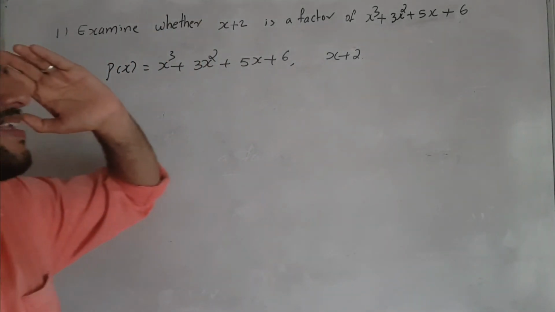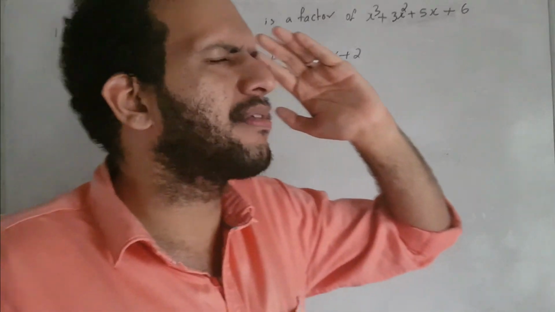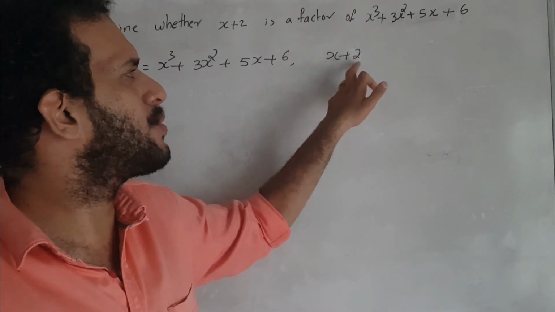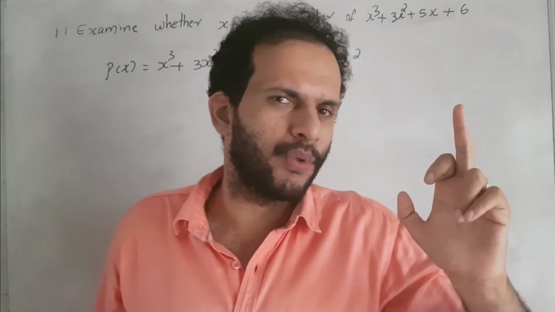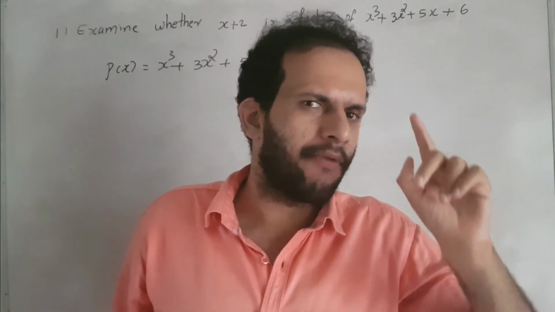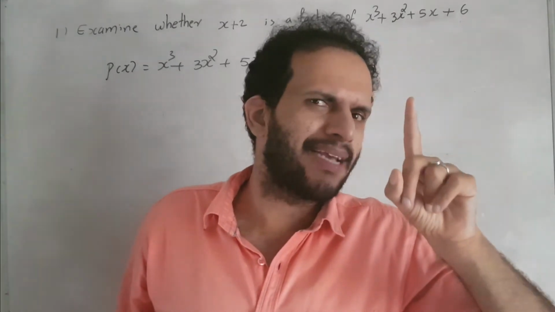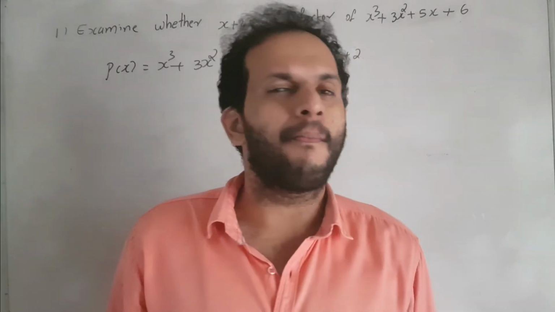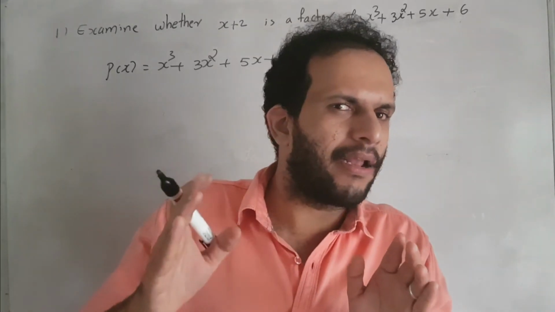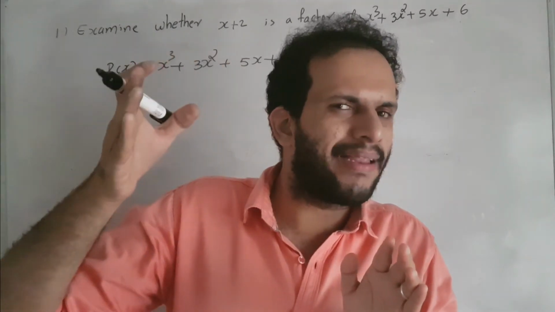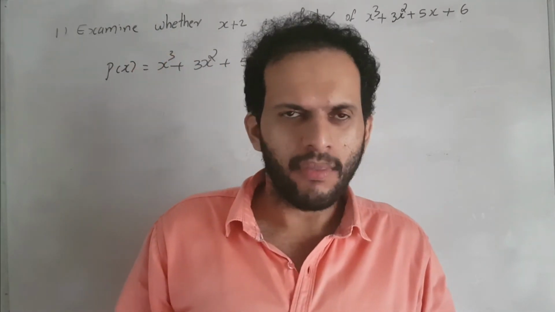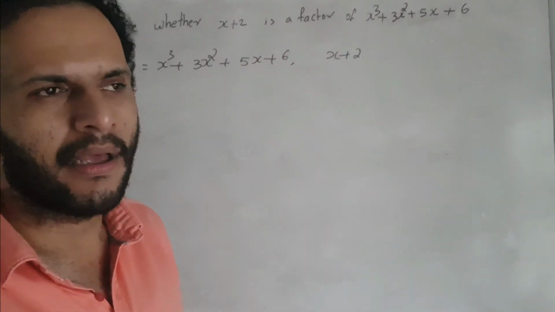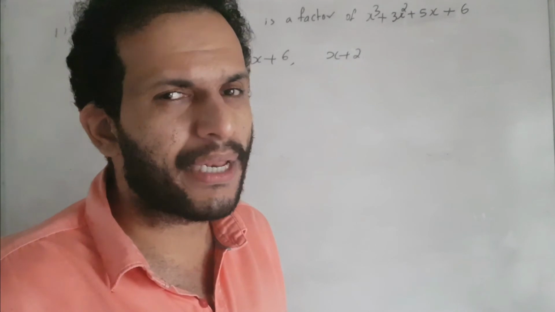Correct? So then we just think about the idea. If we divide p of x by x plus 2, what is the remainder? If we divide p of x by x plus a, the remainder is p of minus a. For x plus 2, what will the remainder be? It will be p of minus 2. So if we divide p of x by x plus 2, the remainder is p of minus 2.